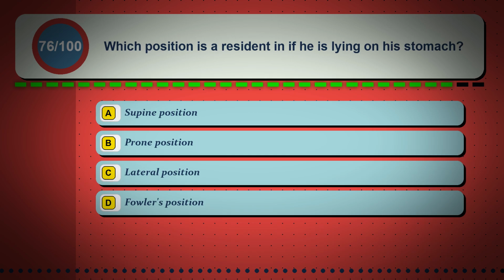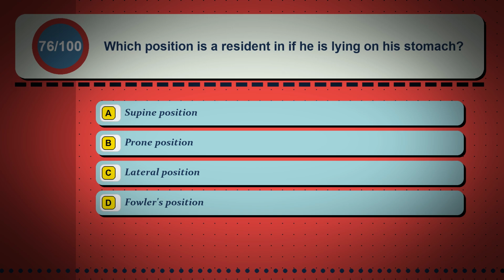Question 76. Which position is a resident in if he is lying on his stomach? Option A, supine position. Option B, prone position. Option C, lateral position. Option D, Fowler's position.